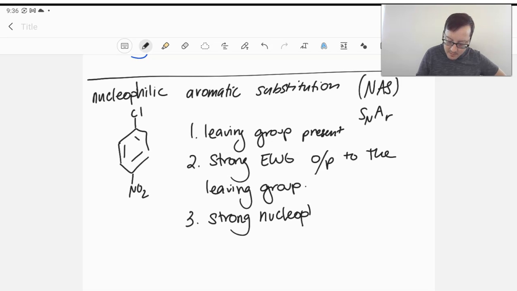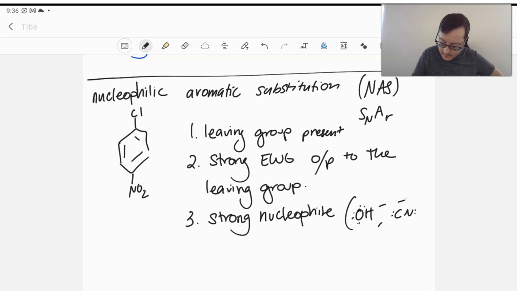And as we remember, strong nucleophiles are those that have localized negative charges, things like hydroxide, cyanide, the ones that are not stabilized. So OH minus or CN minus. Either of these are good, strong nucleophiles. Those are just examples, right?